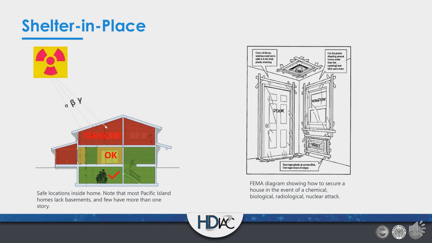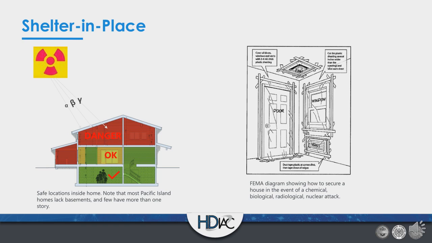Safest thing really in that scenario is to shelter in place in most cases. So go inside the home, get as low as you can, stay away from doors and windows. If you can cover them, cover them, those kinds of things. On the right-hand side, you see a FEMA diagram that shows how to secure a house in the event of a sea burn type of attack.